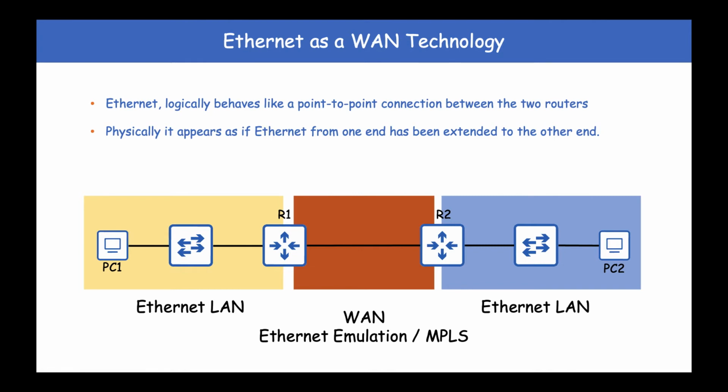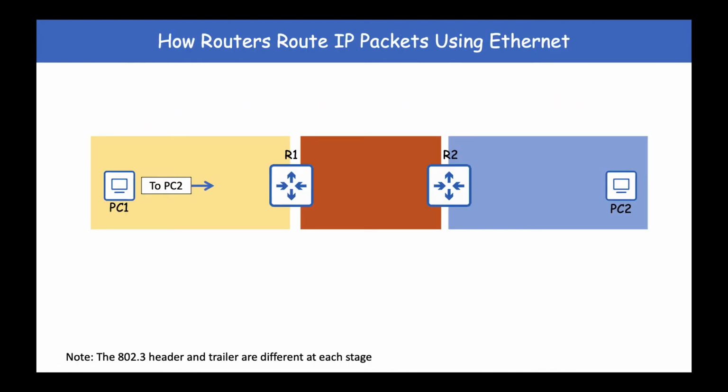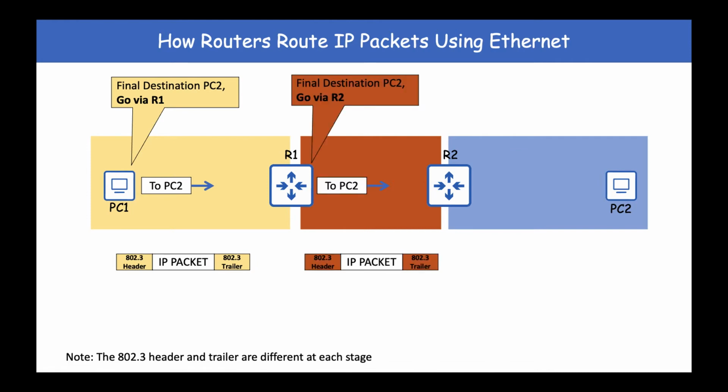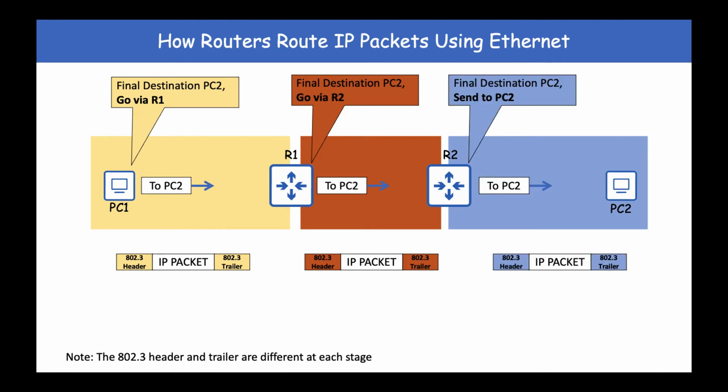The packet from PC1 to PC2 traverses in a very similar manner as it did in the HDLC type of network. PC1 wraps the data in an 802.3 header and trailer and sends the packet to router 1, which is aware of the network of PC2. Router 1, on receiving such a frame, discards the 802.3 header and trailer, makes a fresh header and trailer, and sends the packet to router 2, which is aware of the network of PC2. R2, on receiving such a frame, discards the 802.3 header and trailer, makes a fresh header and trailer, and extends the packet to PC2, where it is destined.